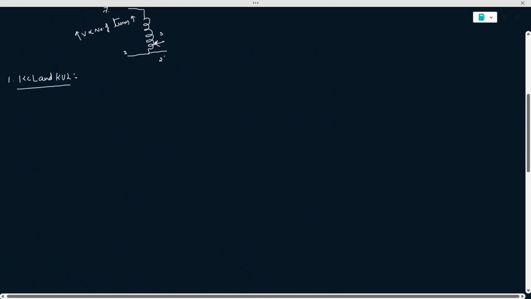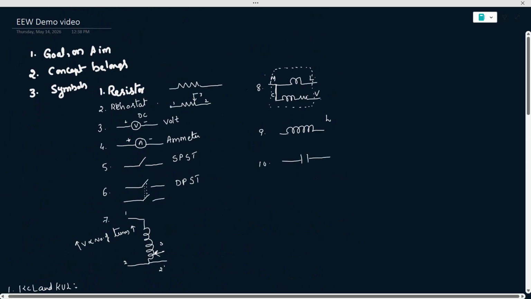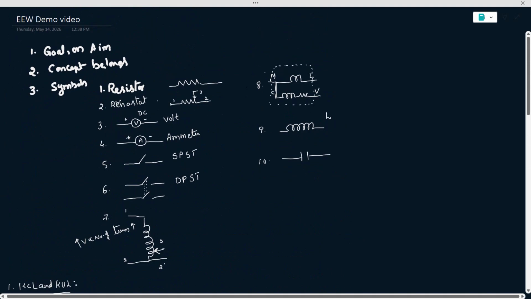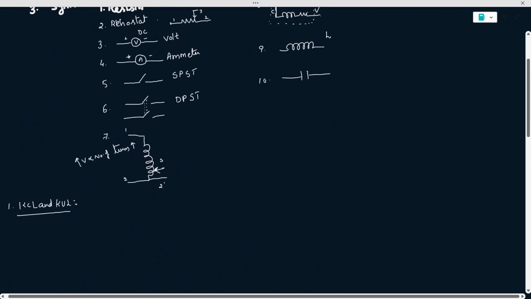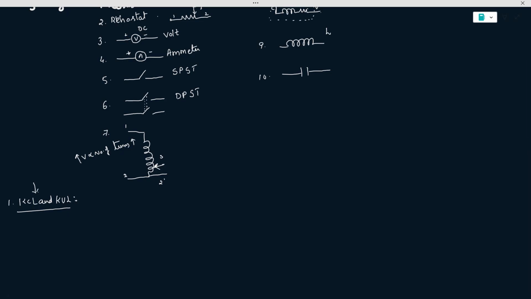Now coming to the KCL KVL experiment. First, I focus on the goal or aim. So what is the aim? By seeing the title of the experiment, we can say we need to verify KCL KVL. So our aim is verification of Kirchhoff laws, that is Kirchhoff current law and Kirchhoff voltage law.